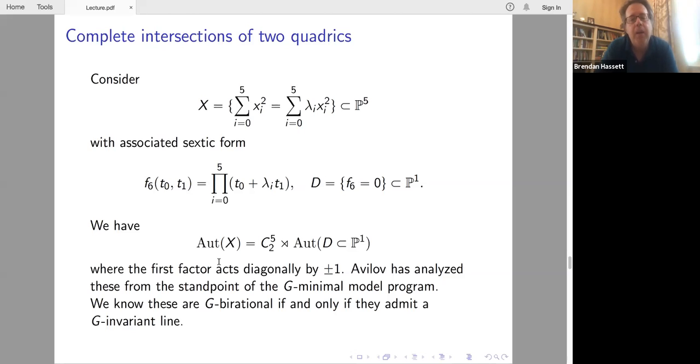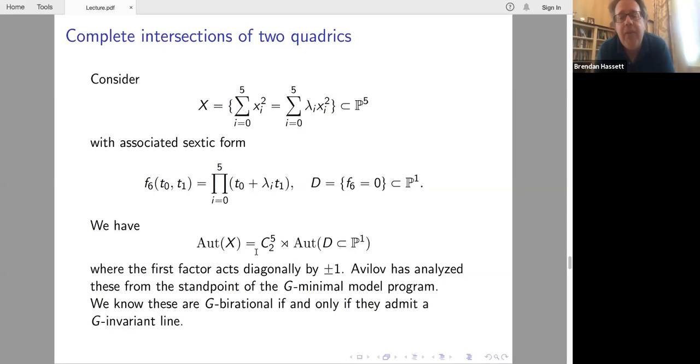But there's a bit more that comes from the fact that the 2-elementary group associated with diagonal matrices with ±1 entries can act in such a way that you don't really see how it acts on the level of the degeneracy locus in the pencil. And so the automorphism group here is a semi-direct product of these two things.